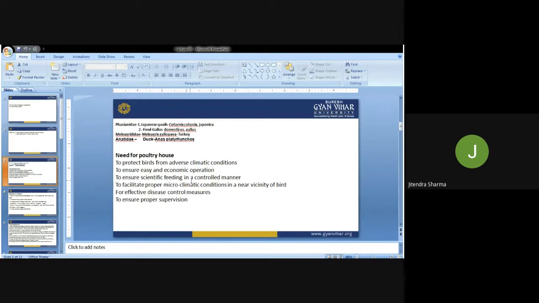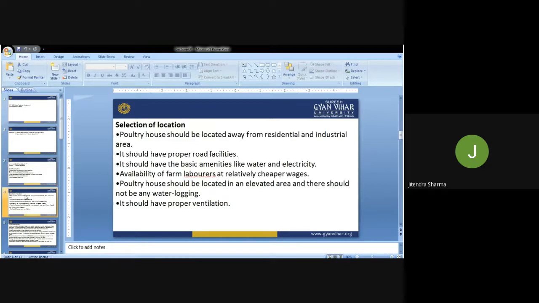And in the case of the layers, definitely we require balanced growth, because we give them controlled feed, and that is only possible in a controlled house, when we have proper housing. Otherwise we cannot control how much they are consuming and in what way they are consuming. That can sometimes hinder us in achieving our economic goal. So these are the few points that we have to keep in consideration while ensuring housing for the poultry birds.